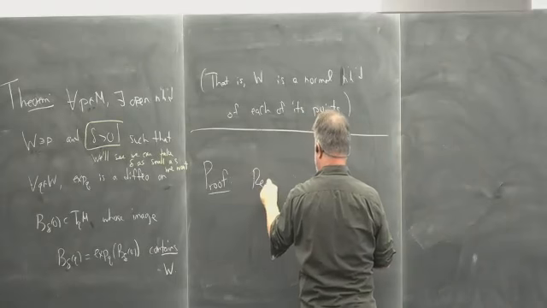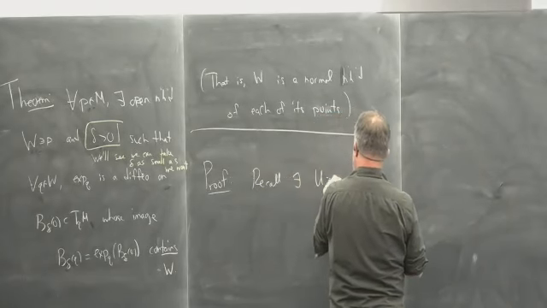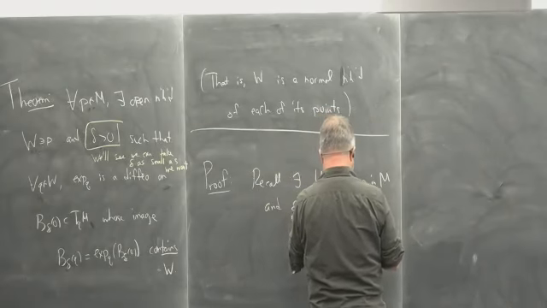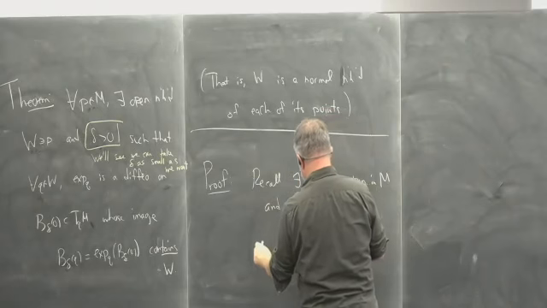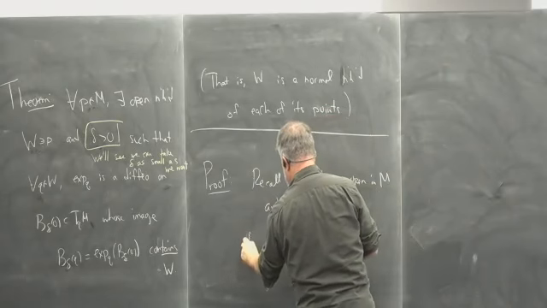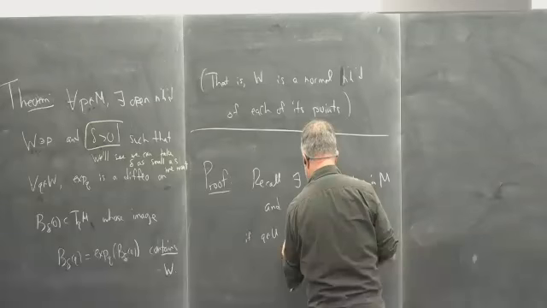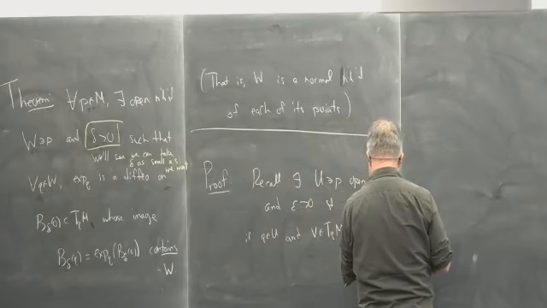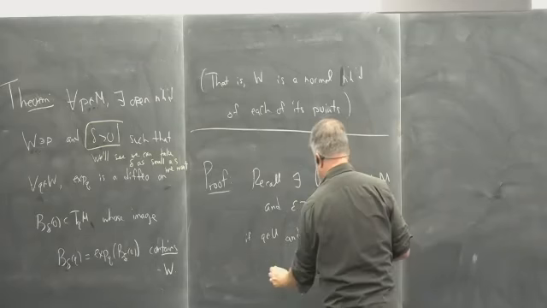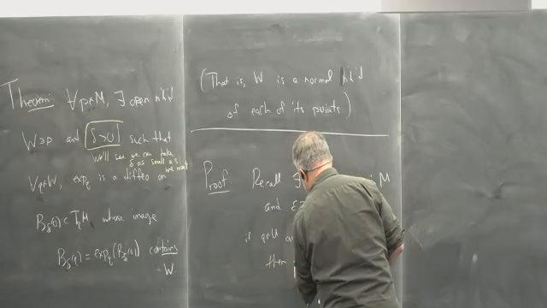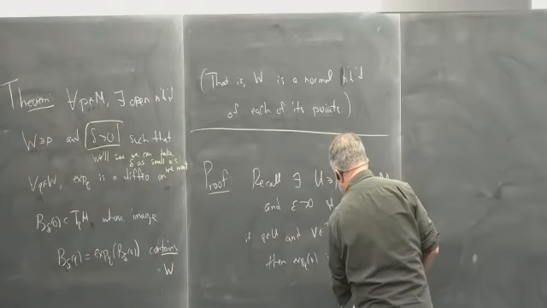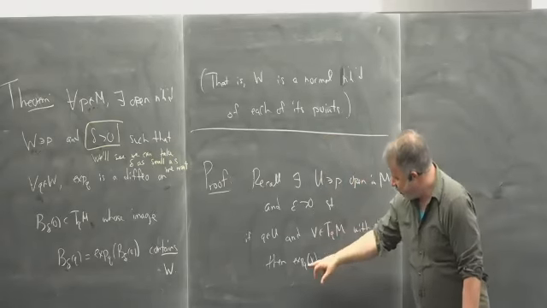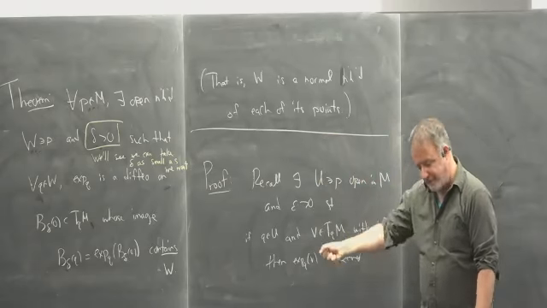So recall, there exists a U containing P, open in M, and an epsilon positive such that if Q is in U and V is in T_Q M with norm of V less than epsilon, then X_Q(V) is defined. Right? We can take the geodesic with initial point Q and initial velocity V and follow it for time 1.